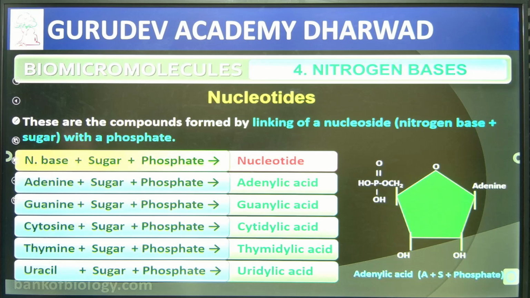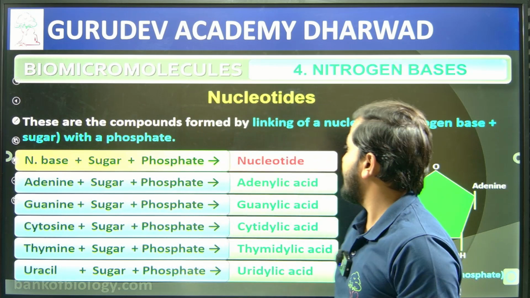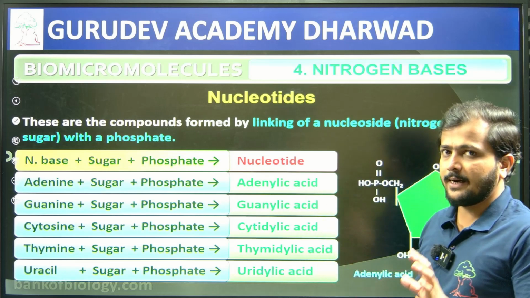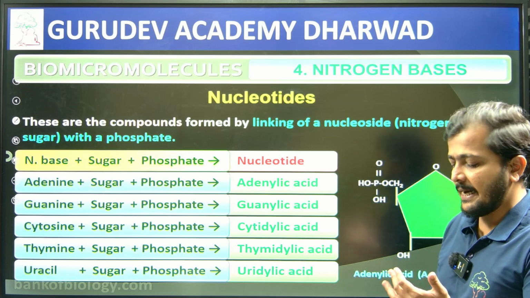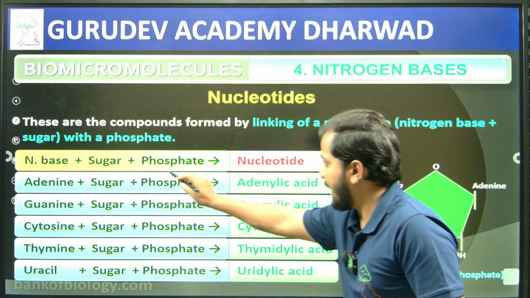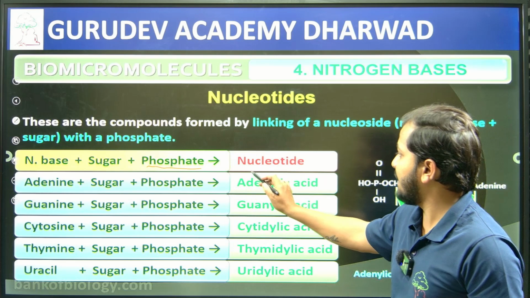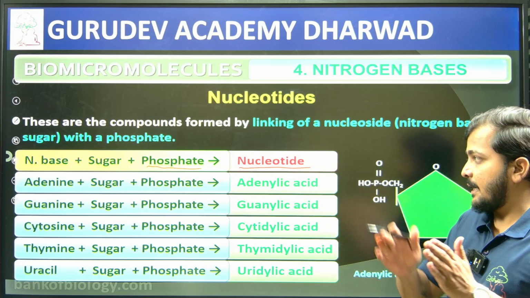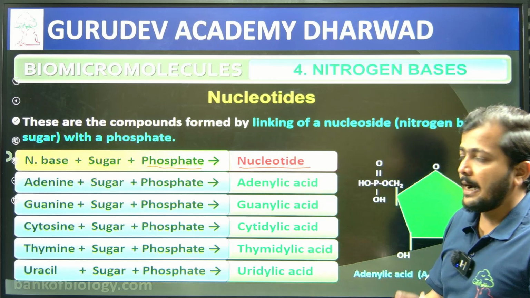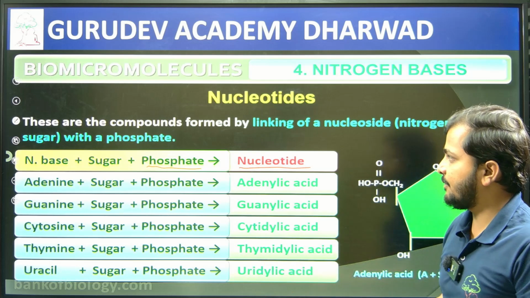Then the nucleotide. Now nucleotide is a combination of a nitrogen base, a sugar molecule, and a phosphate group. Then only it forms a nucleic acid. So the acidic nature of this nucleic acid, either RNA or DNA, is due to the attachment of the phosphate group, right? And that attachment of phosphate group itself will create a nucleotide. Or you can say nucleoside plus phosphate is a nucleotide. And nucleoside consists of nitrogen base and sugar. So that is what we have studied before, right?